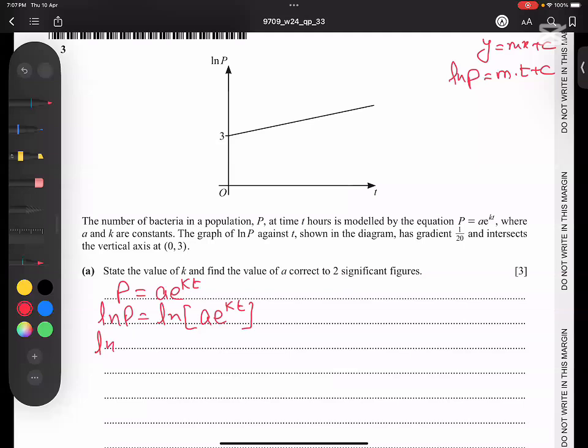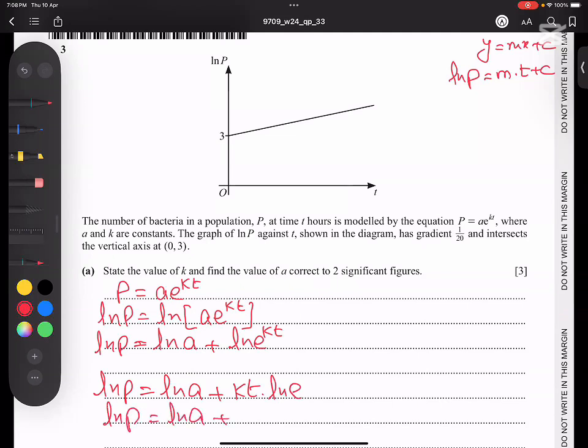And you know very well, when I take a logarithm, because in the middle there is a multiply sign, I can put a plus in the middle: log of a plus log of e to the power kt. And due to the power property of the logarithm, this power will go down. ln P is equal to ln a plus kt times ln e. But ln e is 1, so we got ln P is equal to ln a plus kt. So I hope this part is clear.